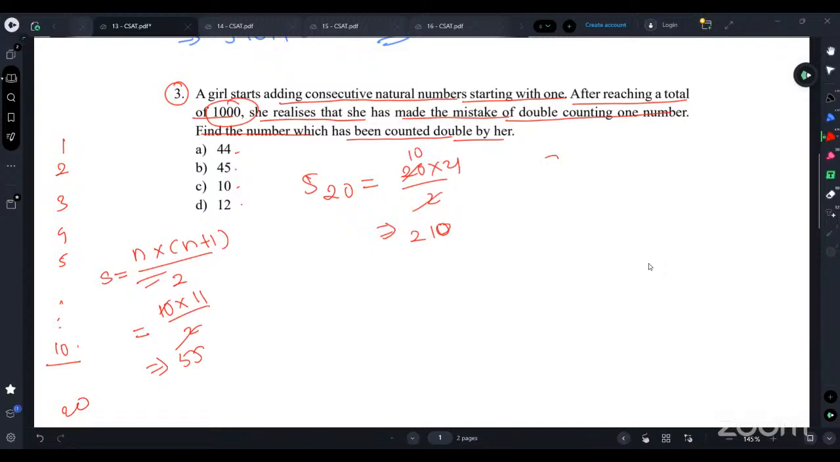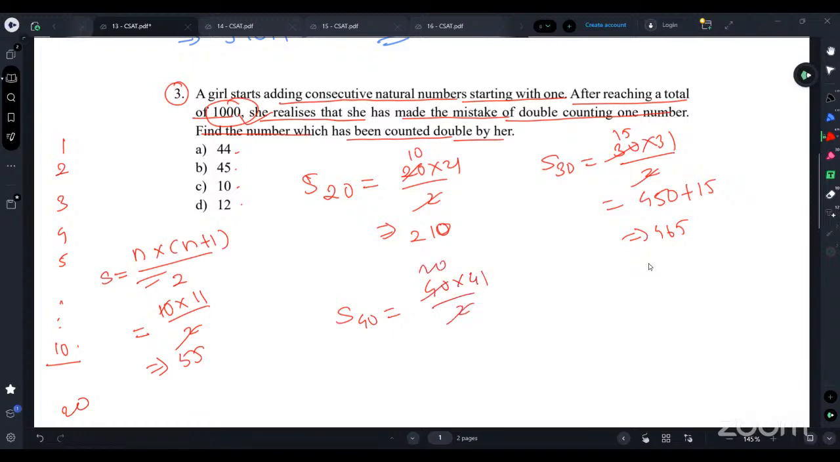Now let's see, if I count summation up to 30, so it will be 30 into 31 by 2, right? So 15 into 31, that will be 450 plus 15, again 465. We want to reach up to 1000, so it is again not possible. Now let's see, guys, 40, so it will be 40 into 41 by 2, right? So it will be 20 into 41, which is 820. Now we are close to 1000.